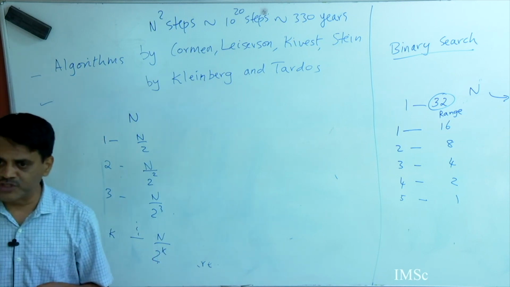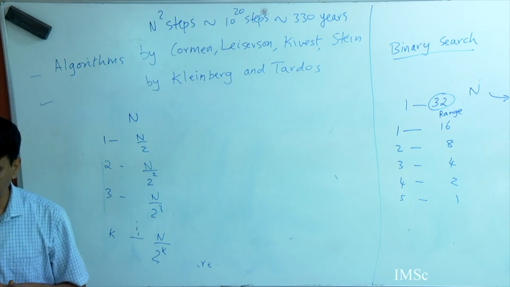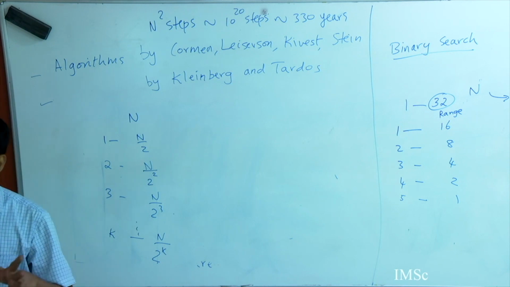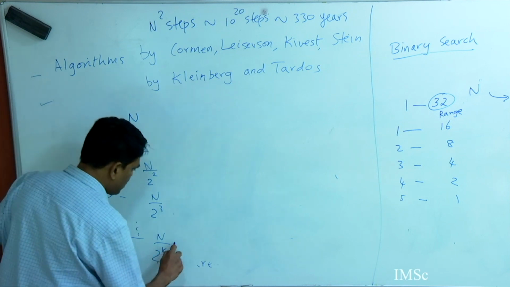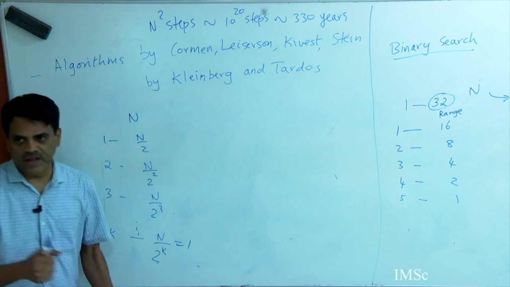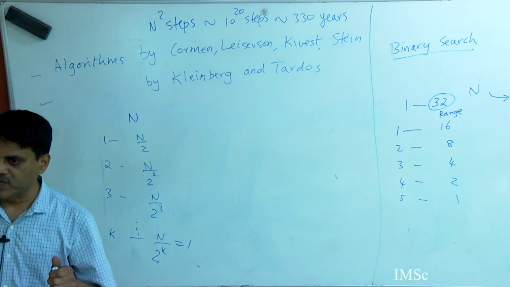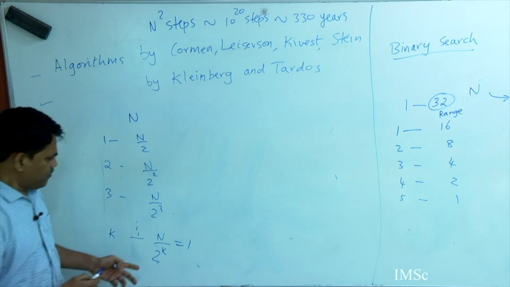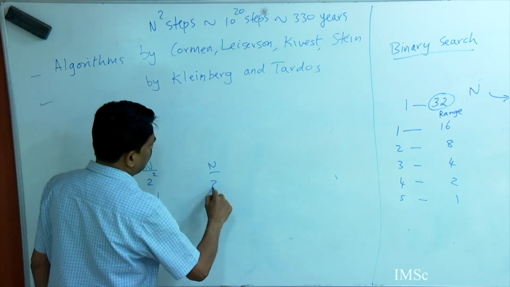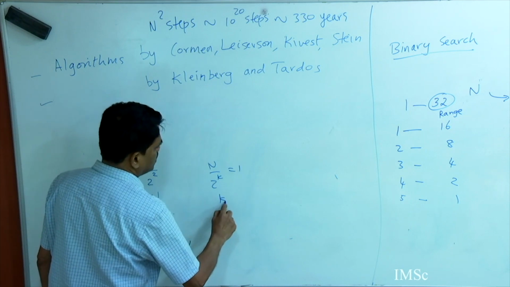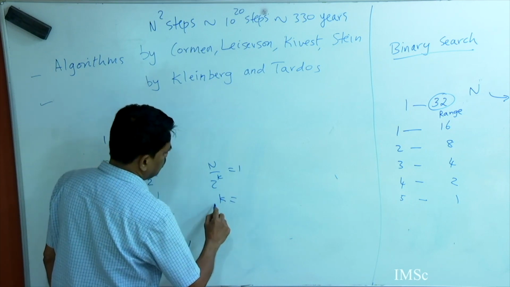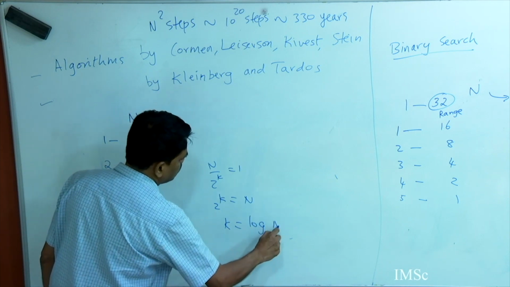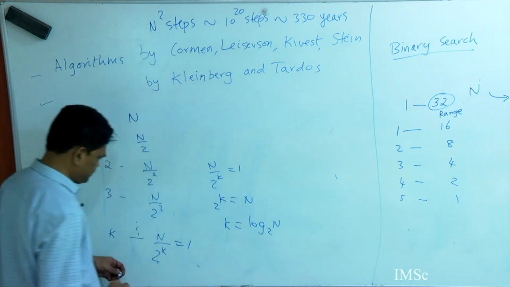So when will the algorithm stop? When the range becomes 1, right? When this becomes 1, then you know you found my number. You have guessed it correctly because there is only one choice consistent with all the answers I've given. So what does n by 2 power k equal to 1 mean? What is k? 2 power k is n. If you take log to the base 2 on both sides, that's this.